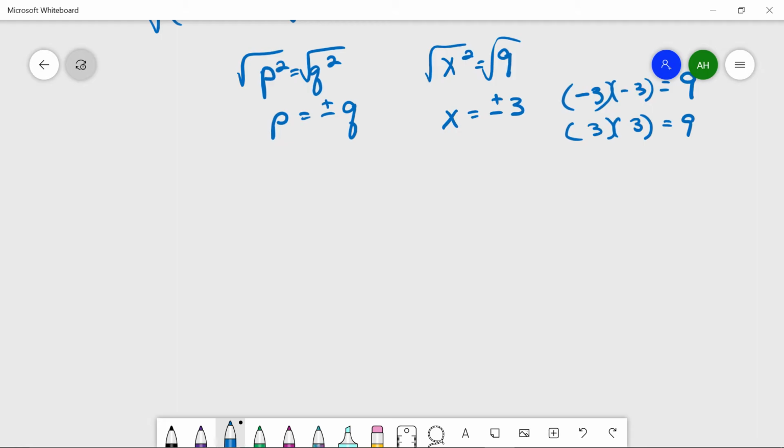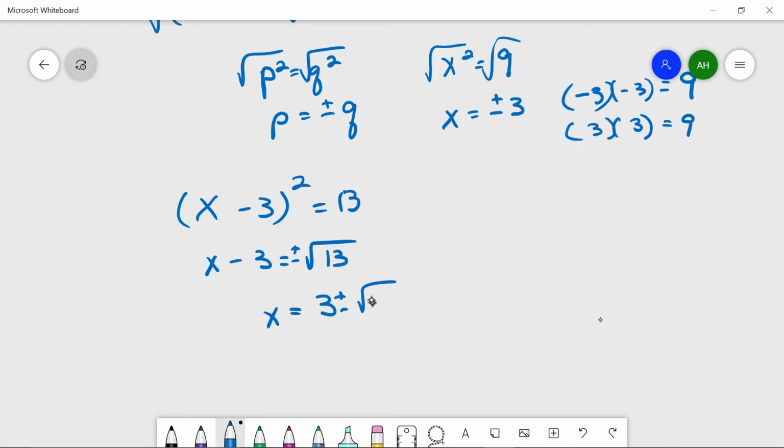Here's one for you guys to try. Let's take x minus 3 squared equals 13. Okay? You can pause the recording and do that. So if you take the square root of both sides, you're going to get that x minus 3 equals the square root of 13, and it's going to be positive or negative. We're going to move the 3 to the other side, and we find that x equals 3 plus or minus the square root of 13.